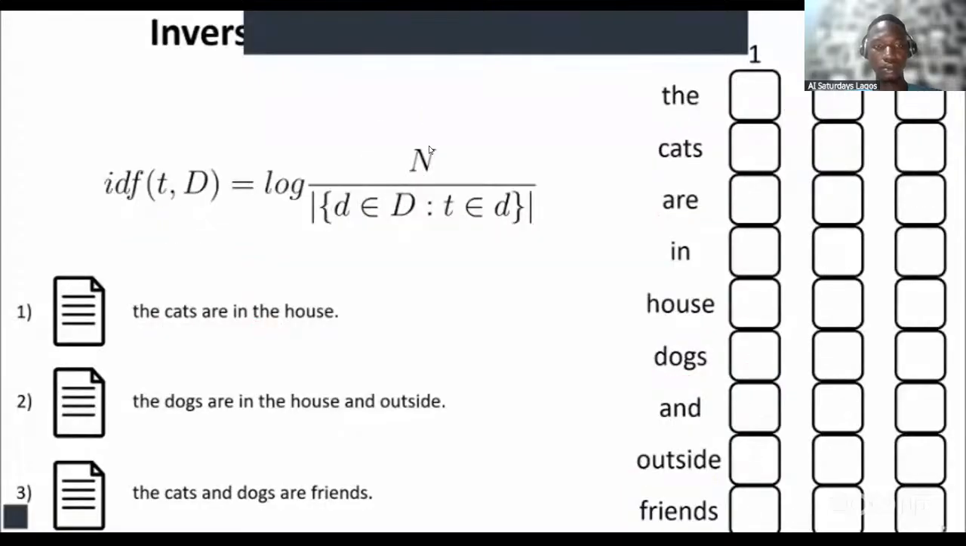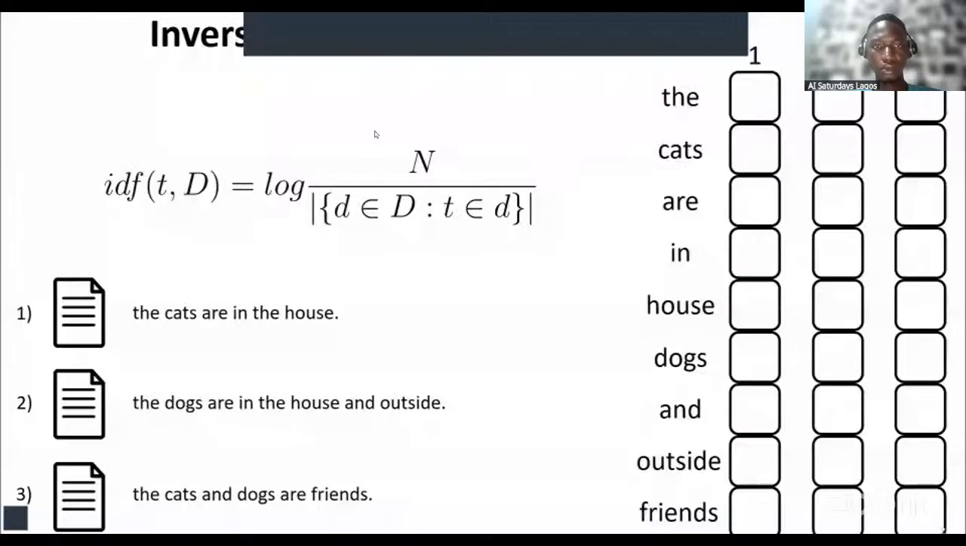The second part of the TF-IDF is the inverse document frequency. Here we look globally at how often a word is found in the document.